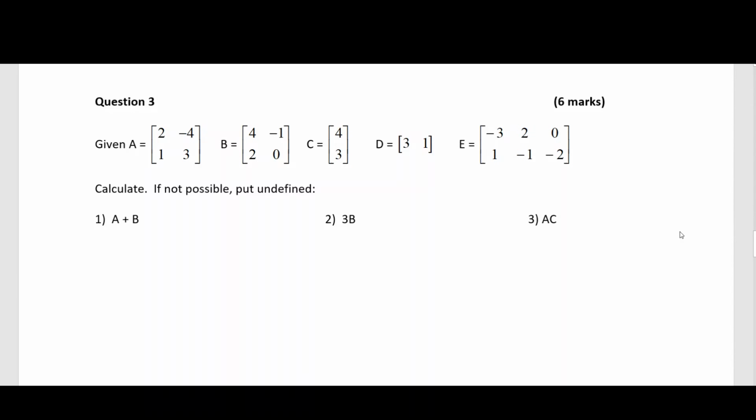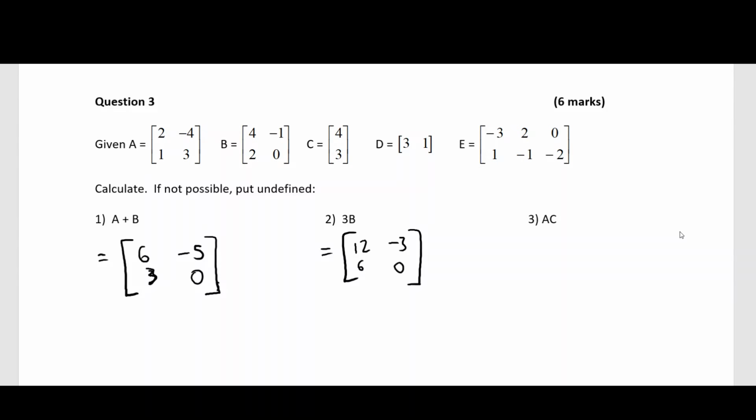Number 3. Calculate, if not possible, put undefined. A plus B. So here we have 2 plus 4, which is 6. Negative 4 plus negative 1 is going to be negative 5. 2 plus 1 is 3. And 3 plus 0 is 3. 3 times B. That's possible. We're going to have 3 times 4 is 12. 3 times negative 3. 3 times 2 is 6. And 3 times nothing is nothing.